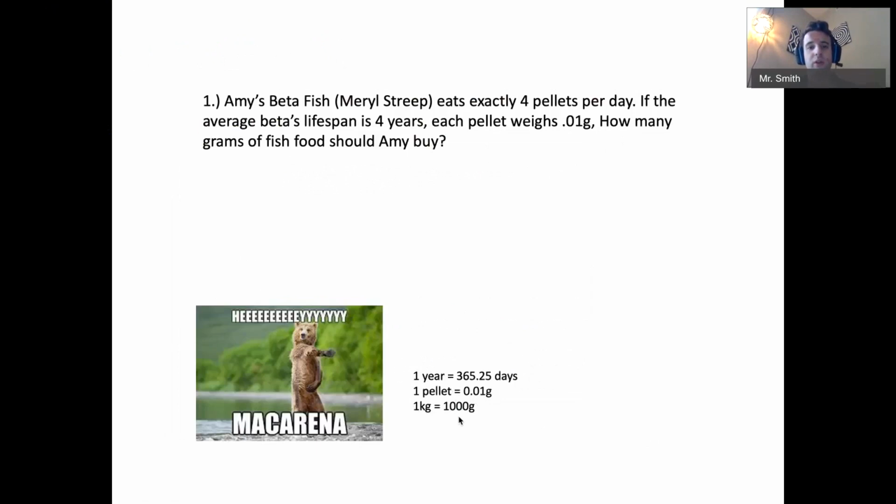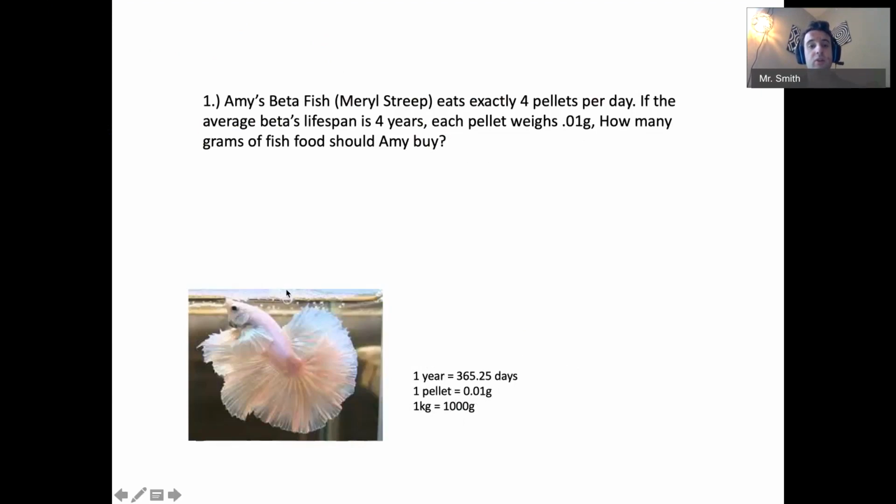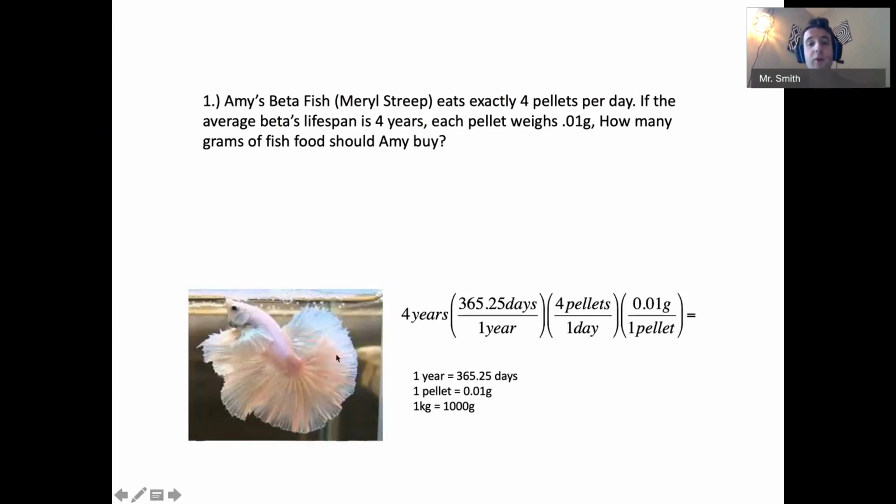That's Meryl Streep, and this is a picture of Meryl Streep, the betta fish, who's unfortunately passed away, no longer with us. Rest in peace, Meryl Streep, the betta fish. So, anyways, the betta's lifespan is 4 years, so that's the number we're starting with.